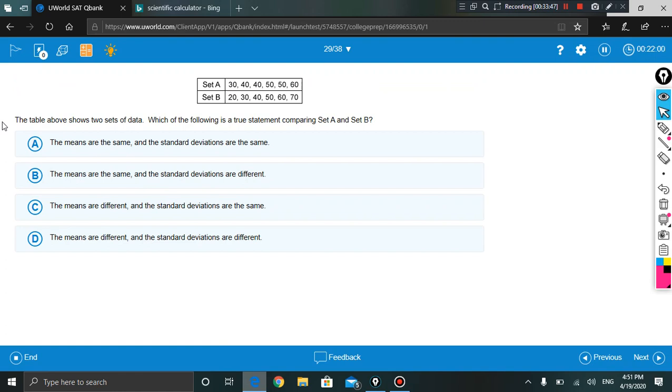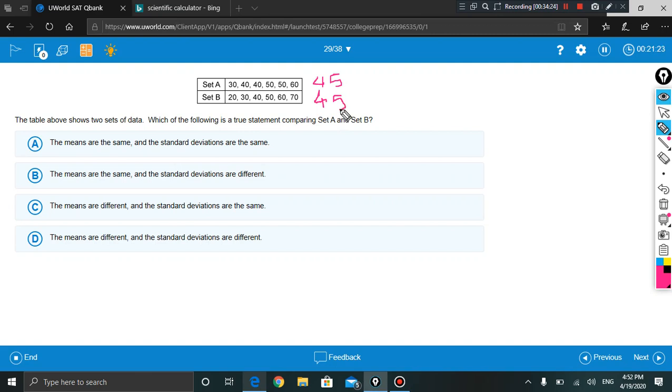The table above shows two sets of data which will form the true statement. Let's get the mean and the median. Well, 30, 40, 50, 50. Okay. 1, 2, 3, 1, 2, 3. Okay, so the median for the first one is 45. Let's get the median first because it's easier. So the median here is 45. And over here 20, 30, 40, 50, 60. Okay, that's also 45. So in both cases it's 45.